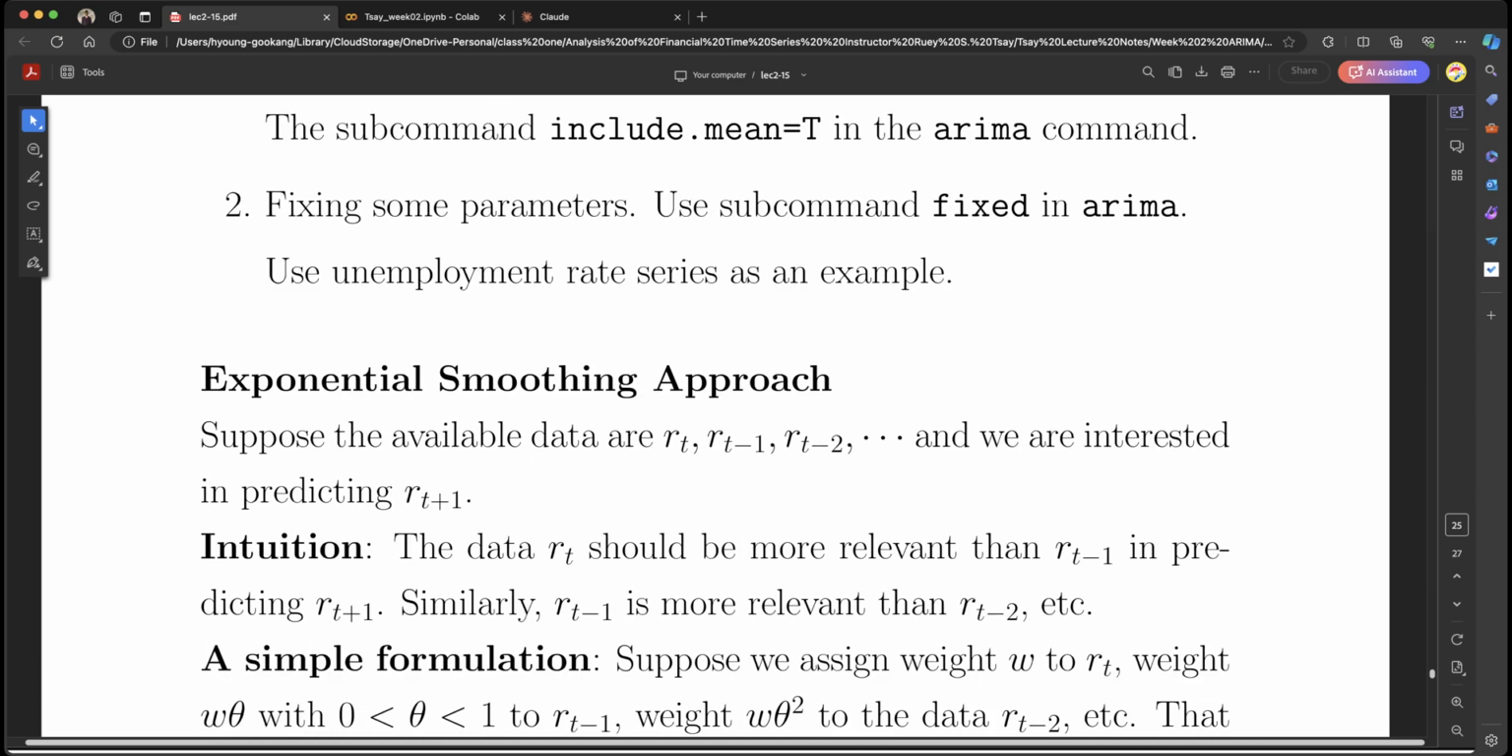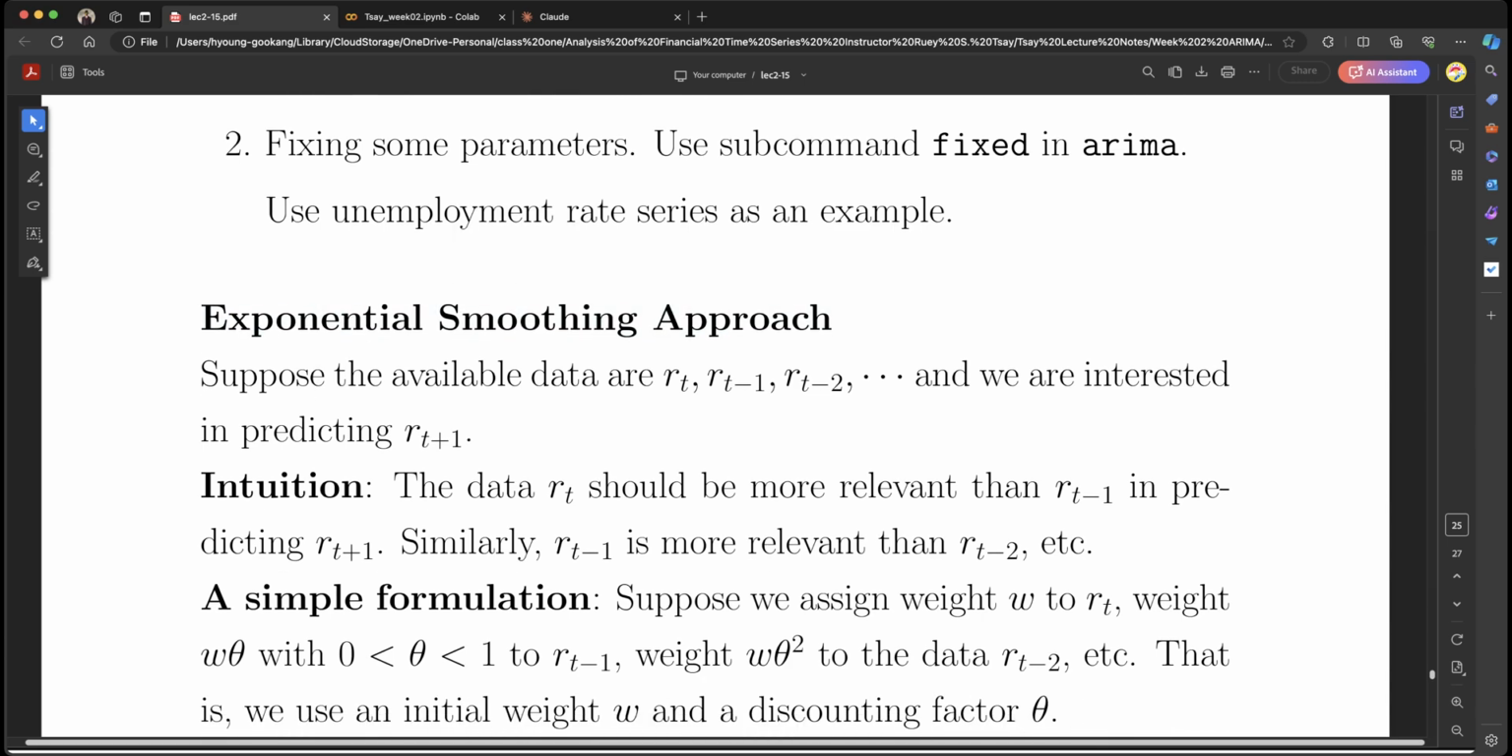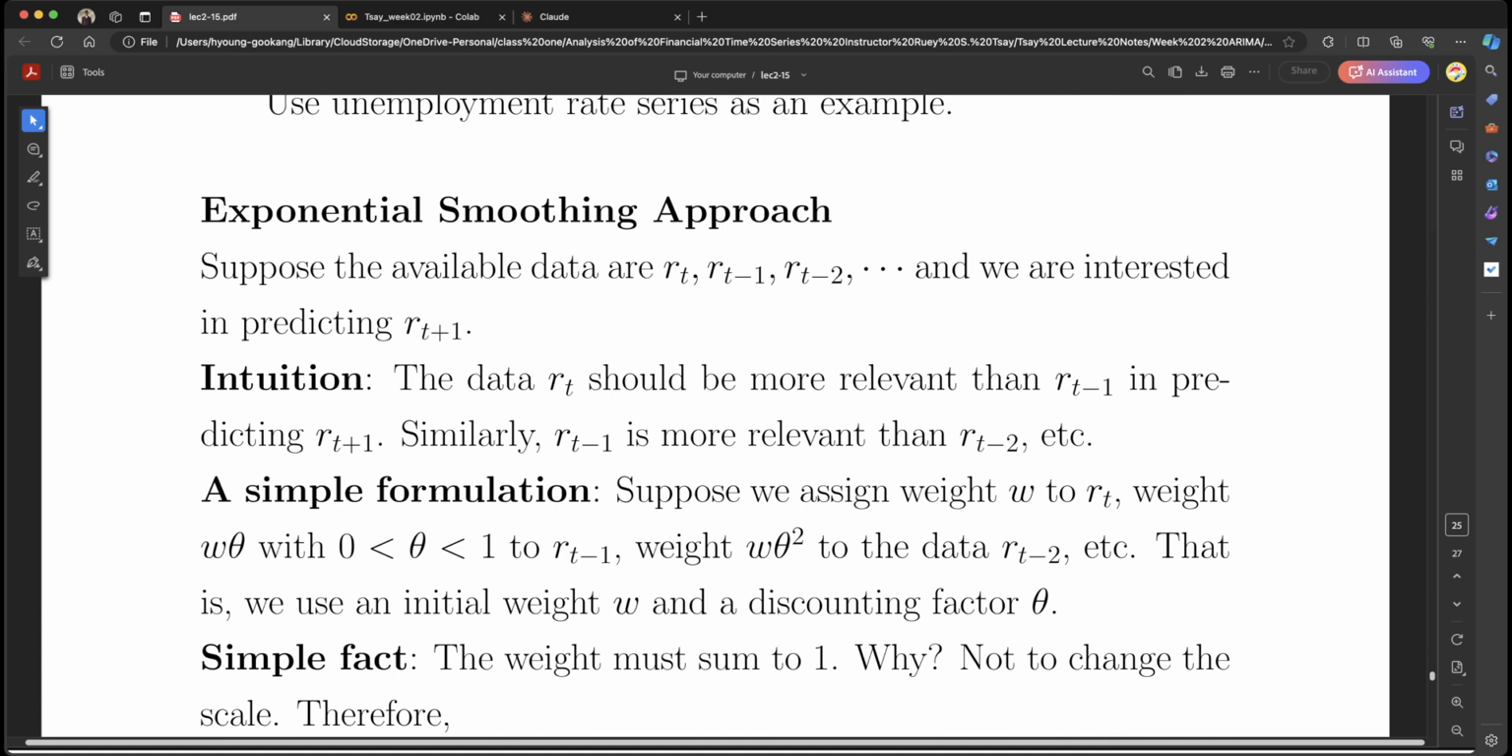Okay. Now the exponential smoothing approach. Suppose the available data is r_{t-1}, r_t, and we are interested in predicting r_{t+1}. The intuition is that the data r_t should be more relevant than r_{t-1} in predicting r_{t+1}, right? Because r_t is close to r_{t+1} in terms of time. Similarly, r_{t-1} is more relevant than r_{t-2}, etc. So the importance is decaying over time.